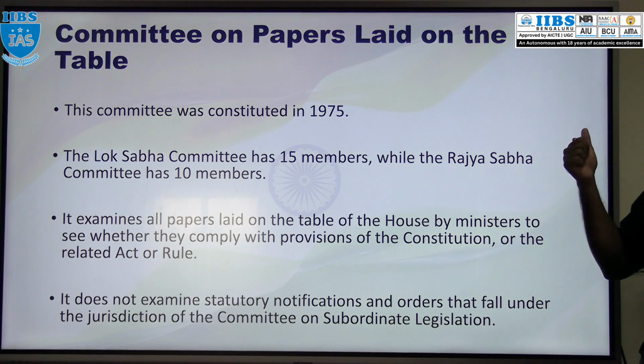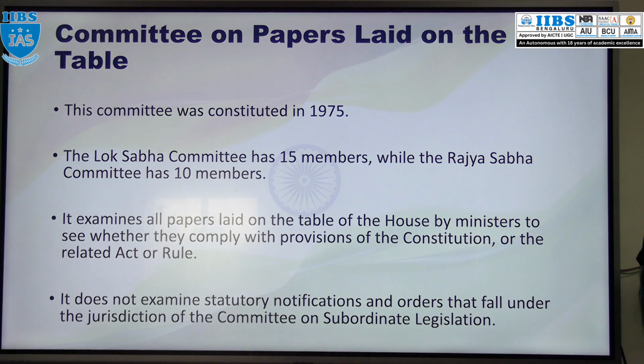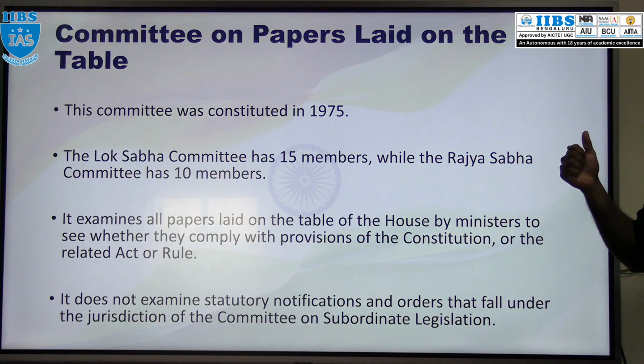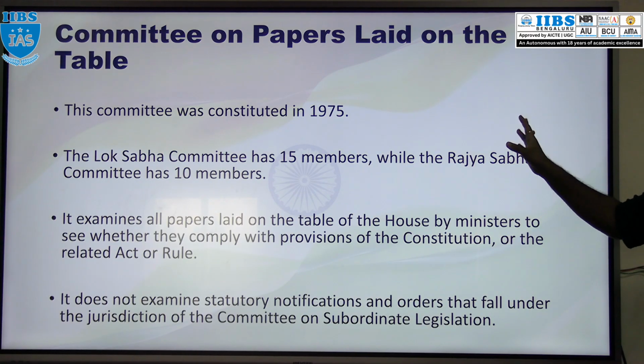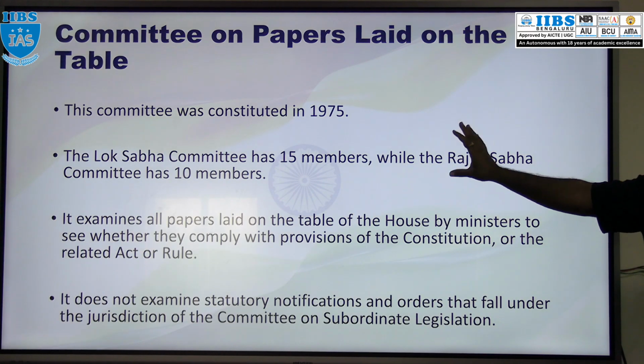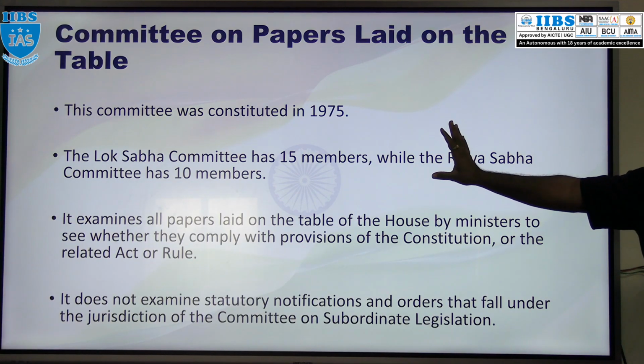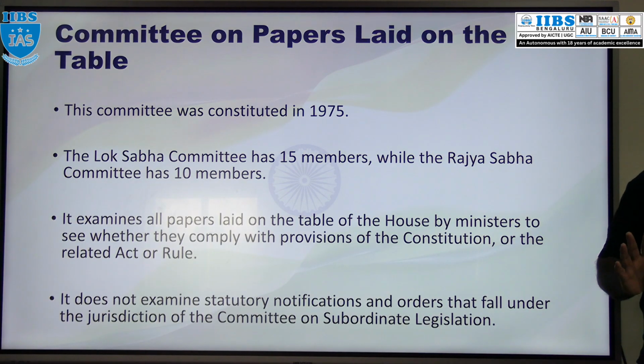Okay, the next committee is the Committee on Papers Laid on the Table. This committee was established in the year 1975. It is present in both Lok Sabha as well as Rajya Sabha. In Lok Sabha it has 15 members and in Rajya Sabha it has 10 members. What will this committee do?